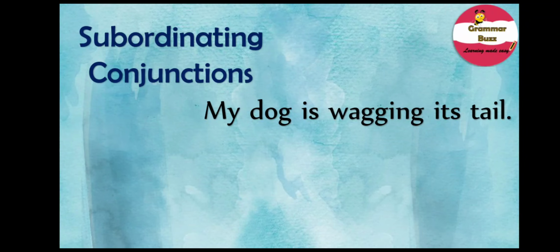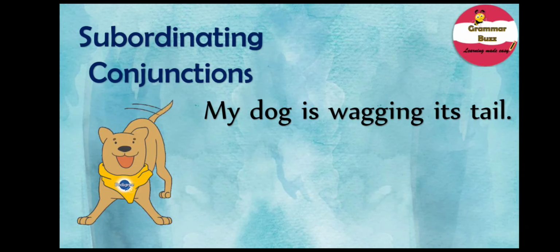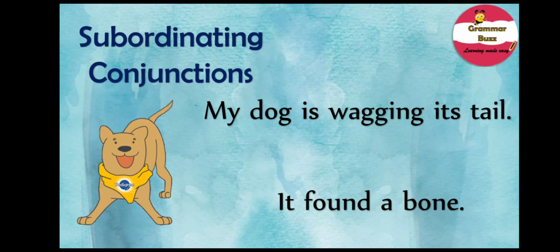Well, have a look at the first sentence. It says, my dog is wagging its tail. Oh, look at the dog. It's wagging its tail. How nice. Now, have a look at the second sentence. This says, it found a bone. But the two sentences are separate ones. Say we want to join the two, but how do we do that?